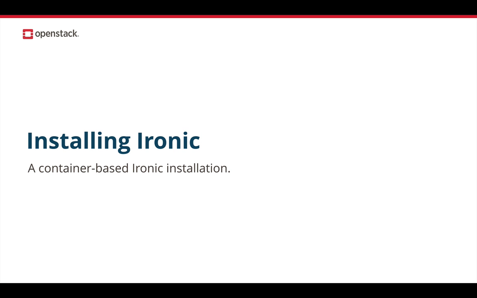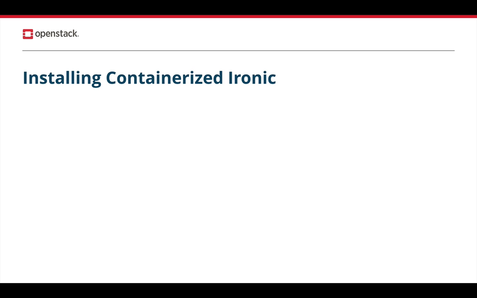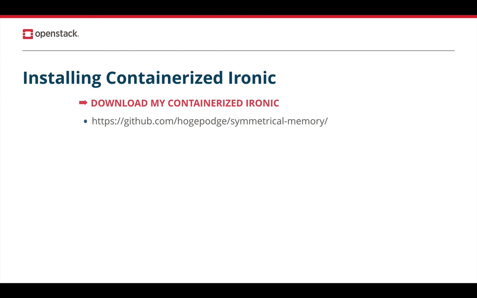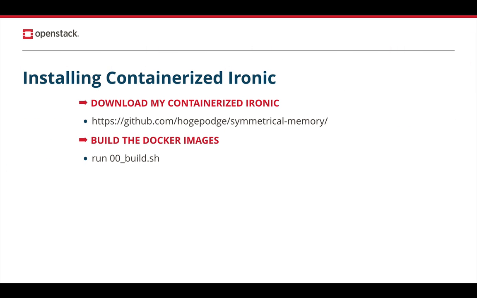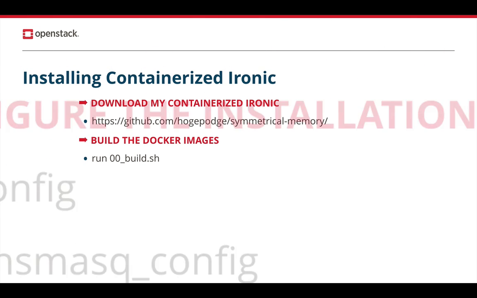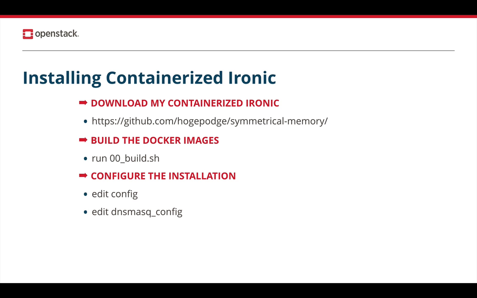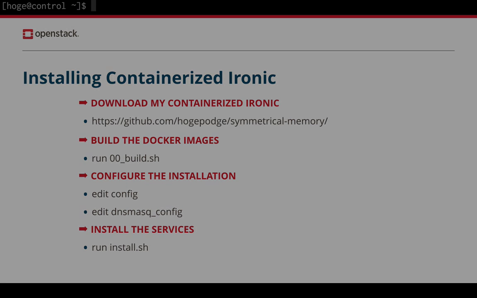Okay, let's move on to installing a container-based Ironic installation. This is a standalone Ironic installation. You're going to start by downloading the repository of the installation from my GitHub repository. You'll build the Docker images with a simple script. Configure the installation. And then install the services with another simple script.